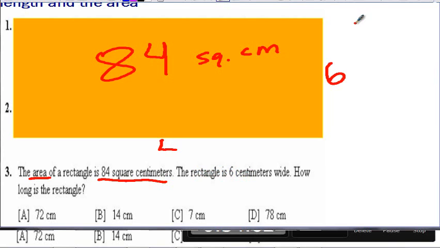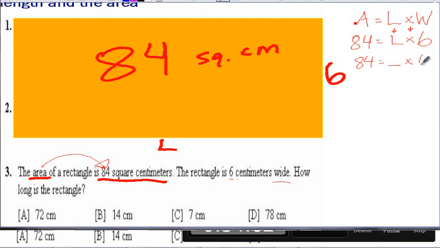Again, important that you write the formula. Area equals length times width. So the area is 84. The rectangle is 6 centimeters wide. So we have length, or long, times width, or wide. So now you bring everything down. Now we have length times 6 equals 84. Now this is a much larger number that we have to divide, so it's better to go the partial quotient or the traditional division way.